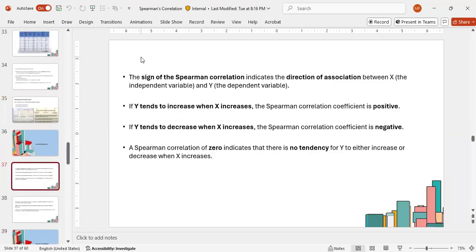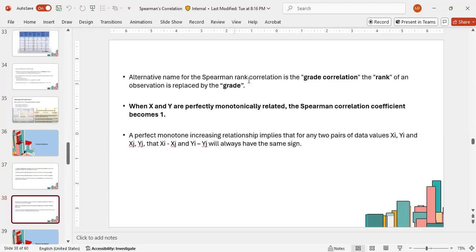Interpretations. How do we interpret this? The sign of the Spearman correlation coefficient indicates the direction of association between x, the independent variable, and y, the dependent variable. If y tends to increase when x increases, the Spearman rank correlation coefficient is positive. If y tends to decrease when x increases, the Spearman correlation coefficient is negative. A Spearman correlation of 0 indicates that there is no tendency of y to either increase or decrease when x increases. An alternative name for the Spearman rank correlation coefficient is grade correlation, where the rank of an observation is replaced by the grade. When x and y are perfectly monotonically related, the Spearman correlation coefficient becomes 1.